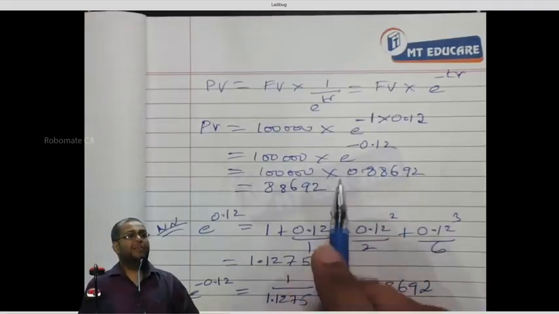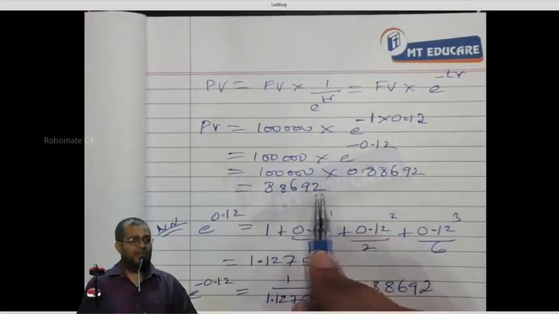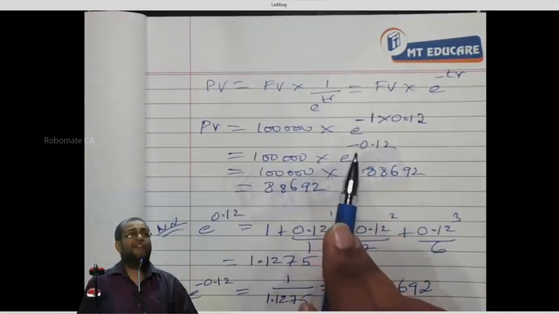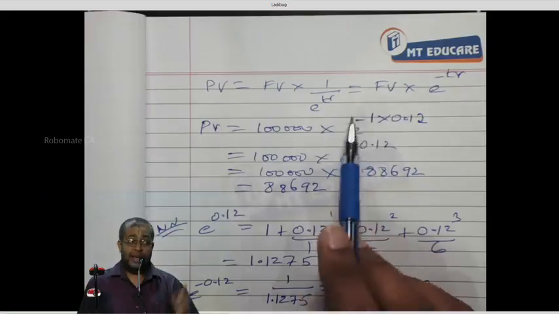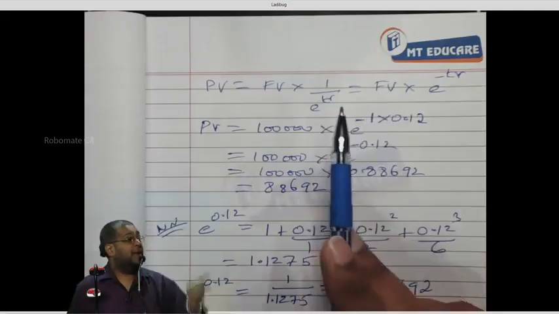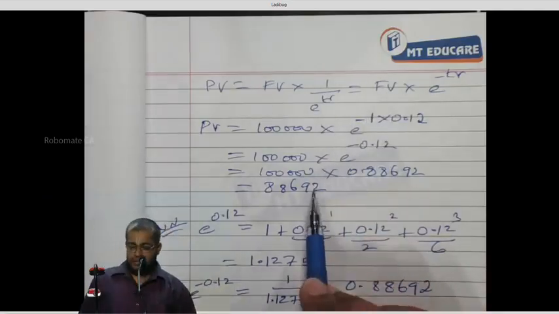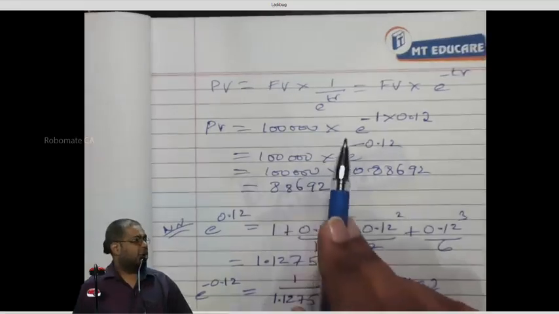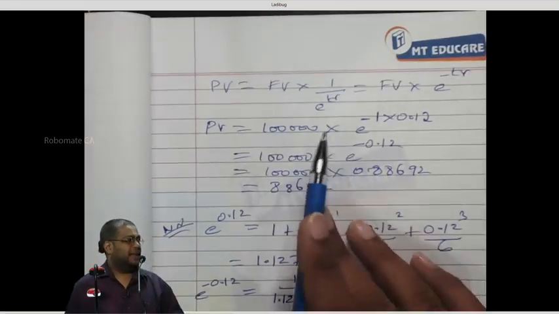88,692. Can you tell me the meaning of this 88,692? Today, if I deposit 88,692, after 1 year it matures to 1 lakh, if the bank offers a 12% interest rate compounded continuously. If I compound this annually, I will not be getting this number. Is that what I am saying? I should be able to compound continuously. Is that the meaning? Respond, yes or no?